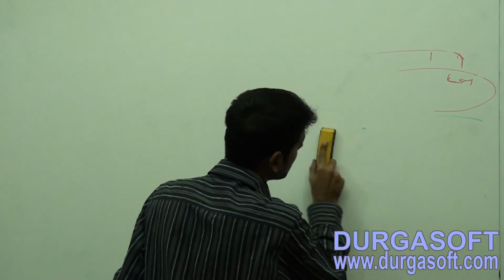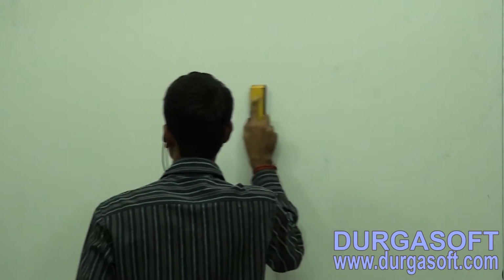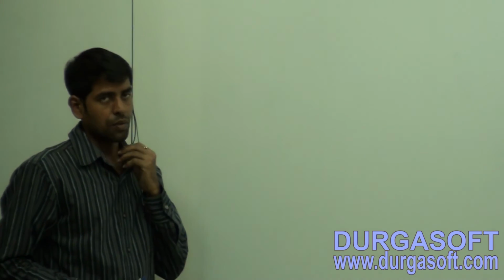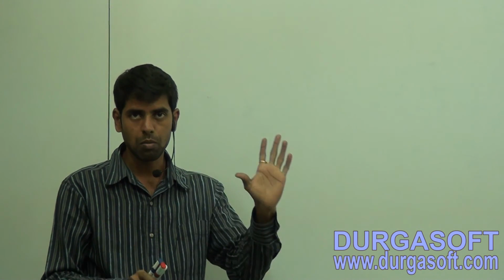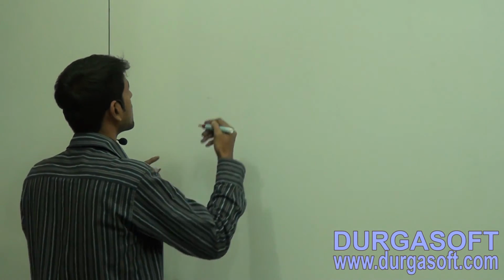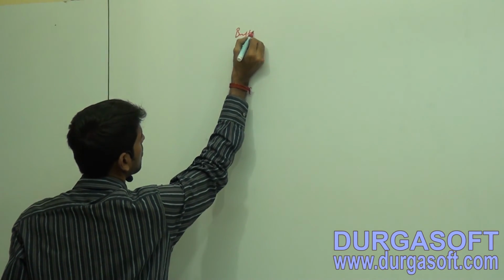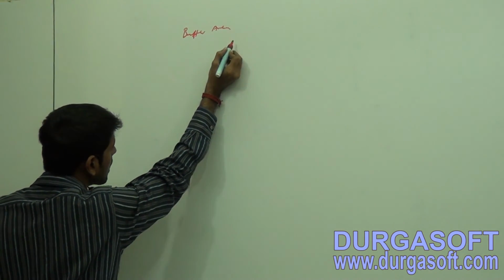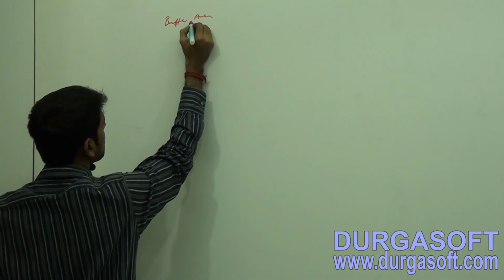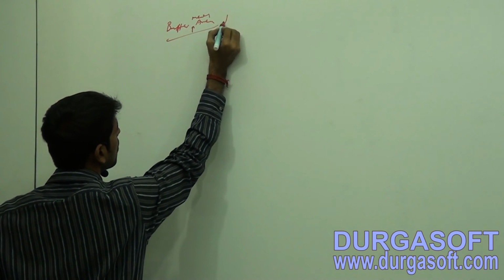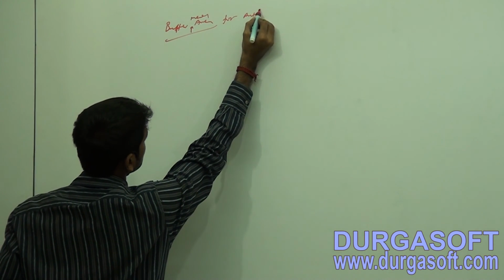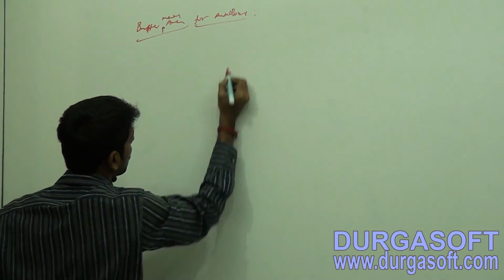Observe here. We are having one help from the JVM for AutoBoxing. What does that mean? A buffer memory area for AutoBoxing.